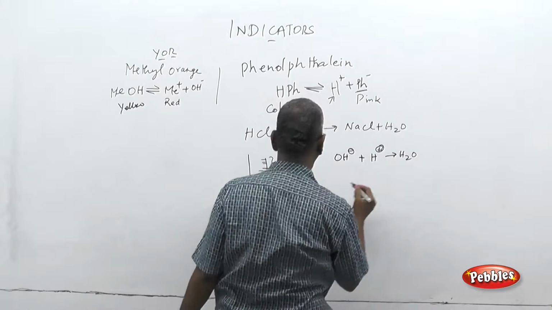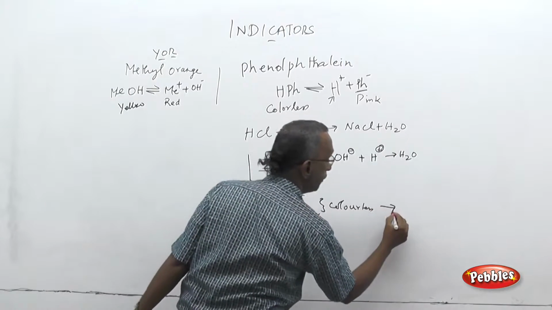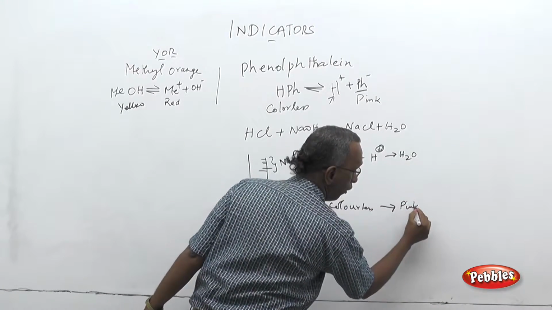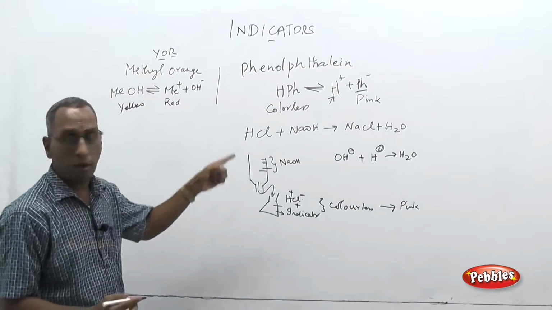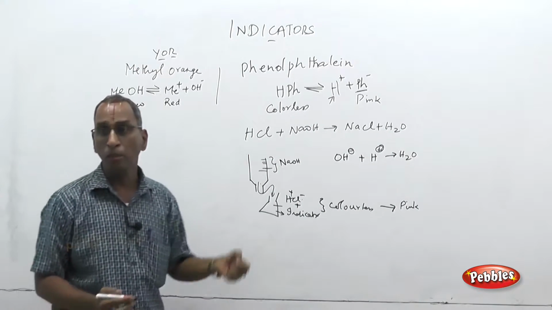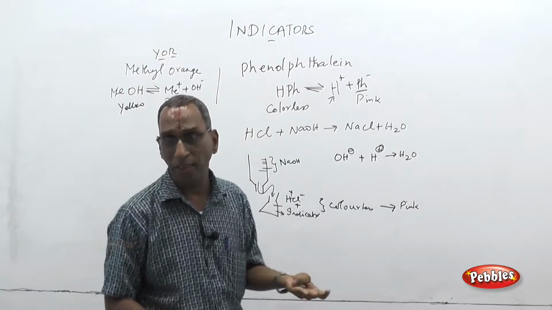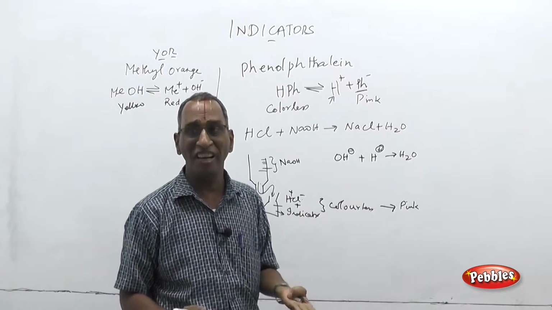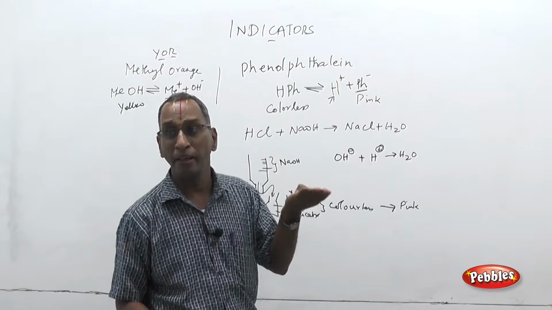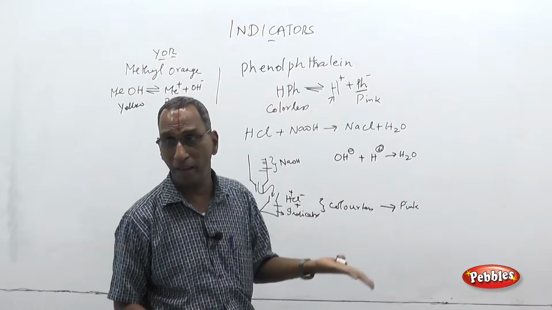Phenolphthalein anion is generated, which means it turns pink. So if you add sodium hydroxide from the burette, it turns pink. The original color is colorless. It turns pink, or in other words, the appearance of pink color is the end point.